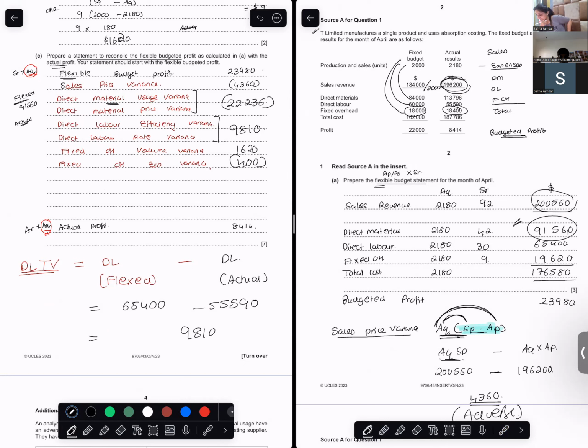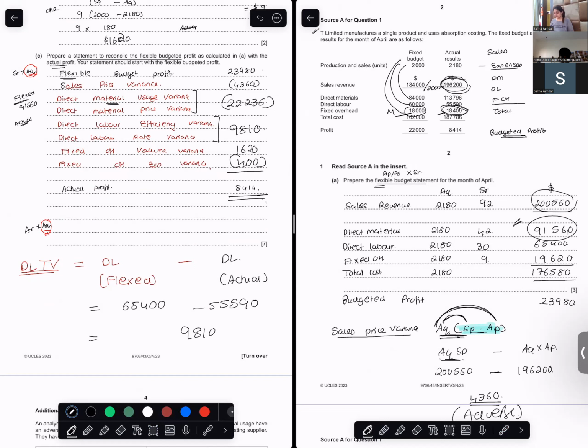Okay. Fixed overhead as per master budget minus fixed overhead, actual budget. Sorry, my bad. Okay, so after you do all this plus and minus, you should get 8,414. Let me check.